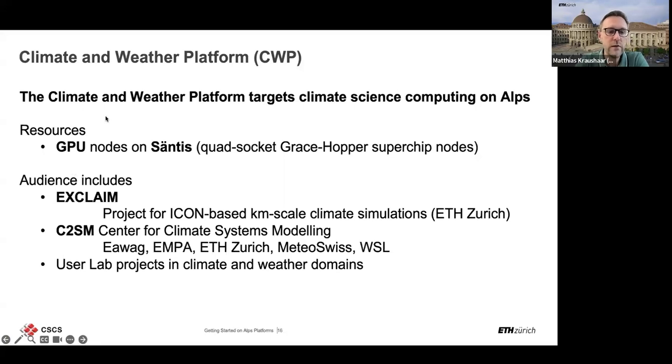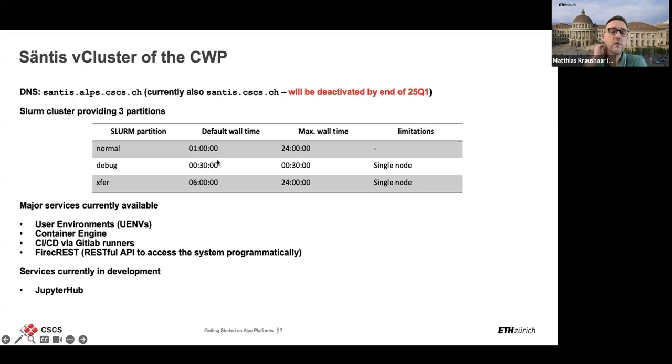A large project is the Exclaim project of ETH Zurich, but also the Center for Climate System Modeling, which is kind of an umbrella for, as you can see, EMPA, PSI, MeteoSwiss, etc. But also user lab projects which are using the ICON model will end up on the Climate and Weather platform. Please go to the next slide, thanks. So Santis is the vCluster.